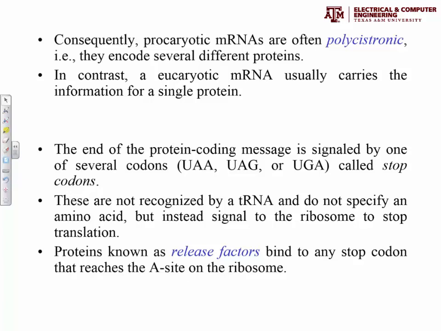So we have now looked at the elongation of the protein chain. We have looked at the start of translation. Next, how does it end? As I mentioned to you earlier, we have three stop codons. The end of the protein coding message is signaled by one of several codons, either UAA, UAG, or UGA, and all of these are called stop codons. These are not recognized by a tRNA, and do not specify an amino acid, but they signal to the ribosome that it's time to stop translation.